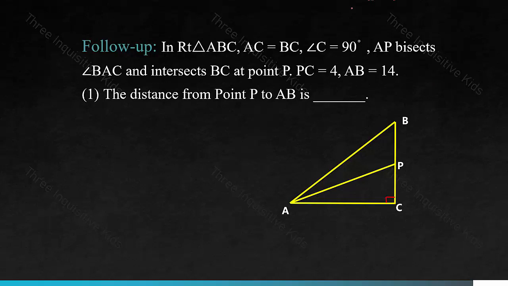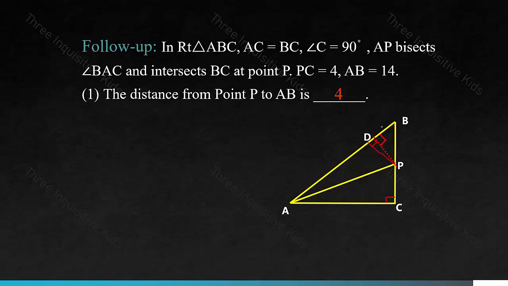Here's a follow-up question. In right triangle ABC, AC equals BC. Angle C equals 90 degrees. AP bisects angle BAC and intersects BC at point P. PC equals 4, AB equals 14. The distance from point P to AB is blank. Point P to AB. It would mean this line. Remember, if we're talking about distance, we have to draw a perpendicular line. And this would equal 4.